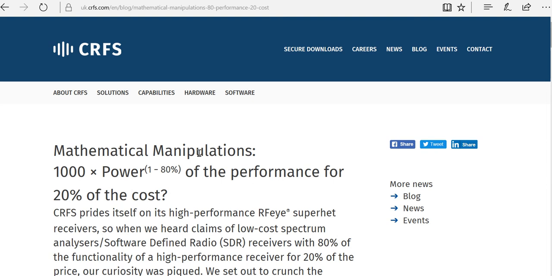We can use the RFeye software and actually simulate not only what a solution would look like using the RFeye solutions, but what that would look like using inferior products too, and really allow you to look at the trade-off between number of nodes, cost, probability of intercept, and the ability to meet your RF spectrum monitoring and geolocation challenge.